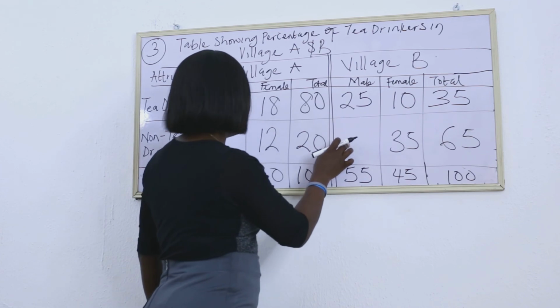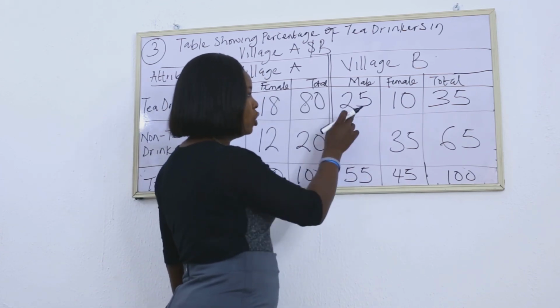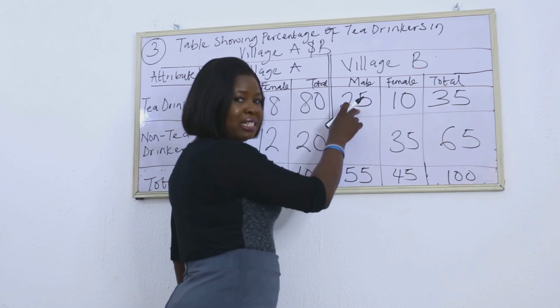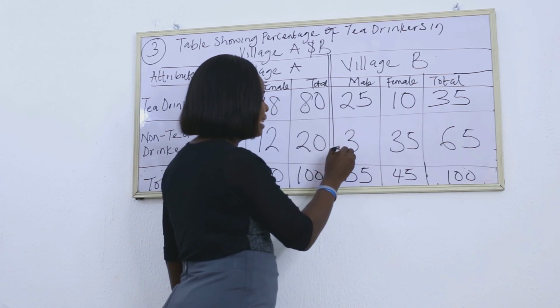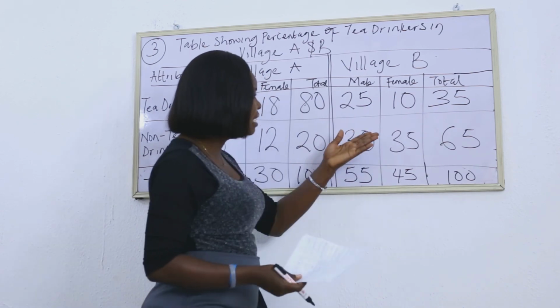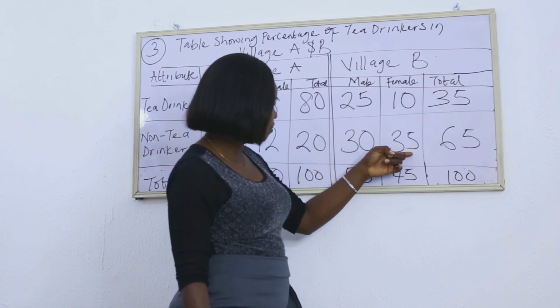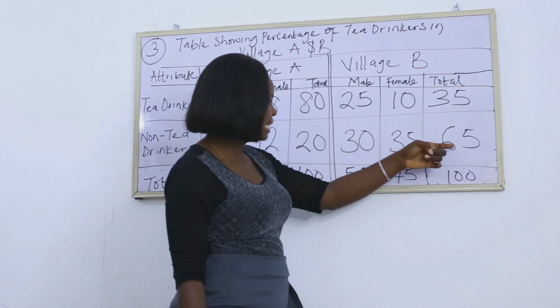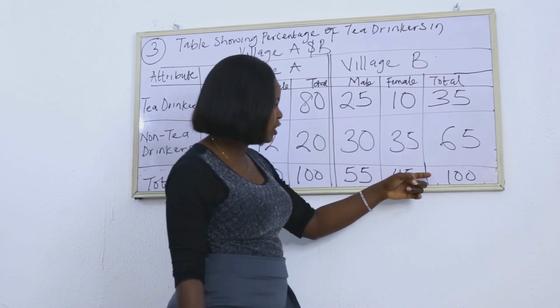Then male non-tea drinkers will be total male minus male tea drinkers. That will give us 55 minus 25. That will give me 30. Let's see if it's right. 25 plus 10 is 35. 30 plus 35 is 65. 55 plus 45 is 100.